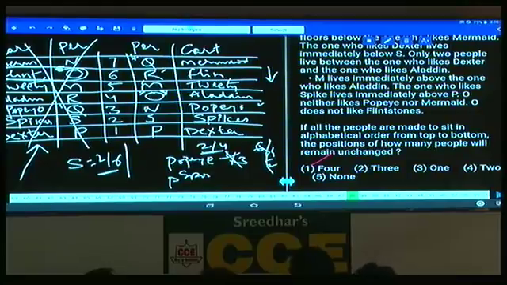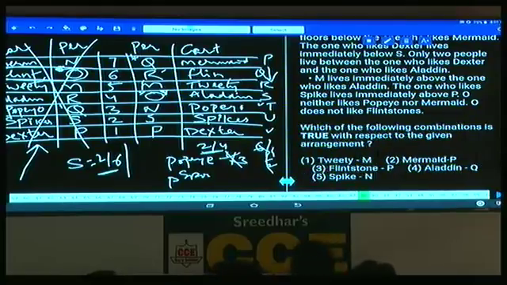If all the people are made to sit in alphabetical order from top to bottom, the position of harmony will remain unchanged. Top to bottom alphabetical, this is P, Q, R, S, T, U, V. Now in this one, P, Q, R, S, T, U, V. Does any person remain in the same place? No. Then what is your answer here? None, that is given in choice 5.